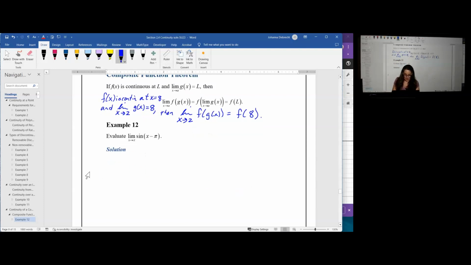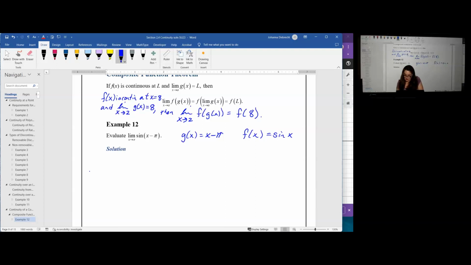Now, how do you apply this in practical terms? In practical terms, if we're looking at example 12, we do what we've always been doing. This is a composed function. The inside function, g of x, is equal to x minus pi. It's a line, crosses the y-axis at 0, negative pi. The outside function is the sine function, sine of x.